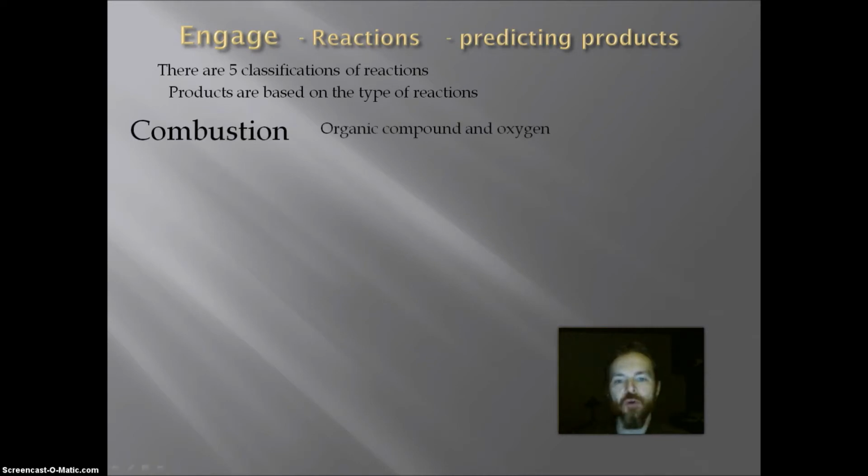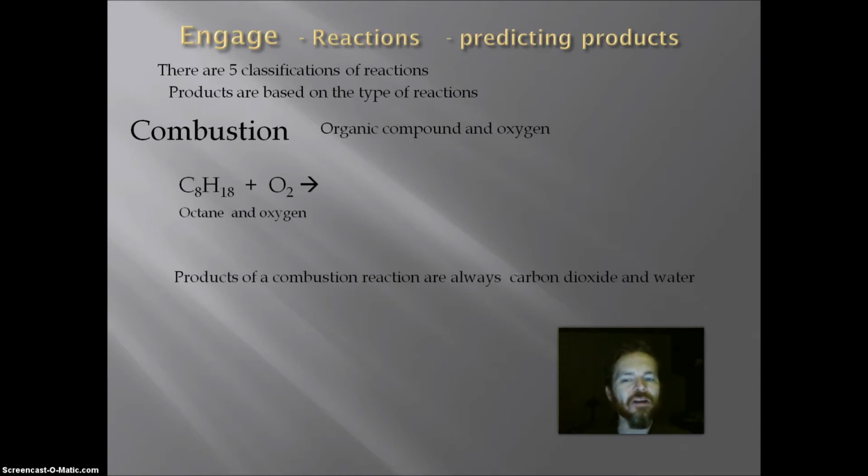Remember, combustion is an organic compound and oxygen combined together. So this is an example of a combustion reaction, octane plus oxygen. Combustion reactions are the simplest to predict the products because in a combustion reaction, the products are always carbon dioxide and water. So if you know it's a combustion, and right now any reaction that has an organic in it is going to be combustion, it's going to give us CO2 and H2O.